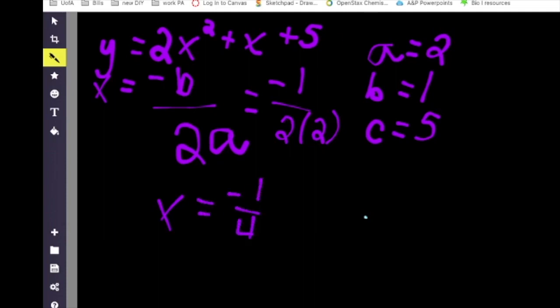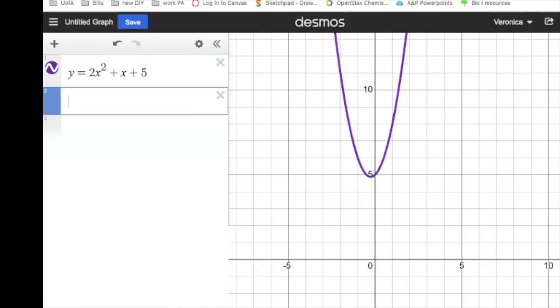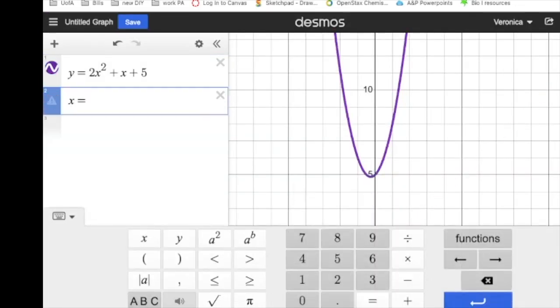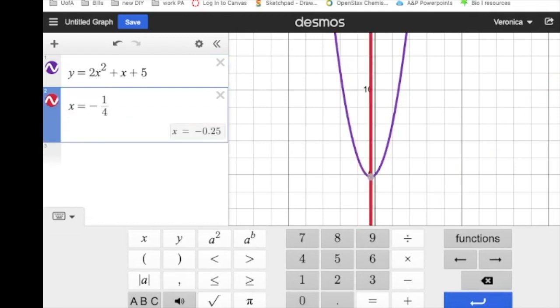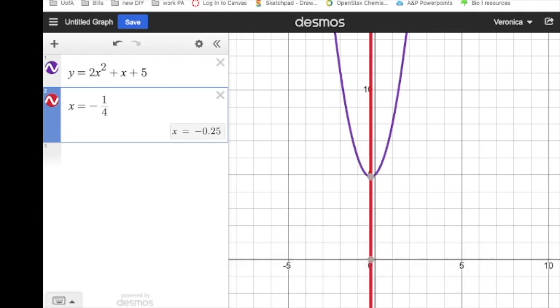So we can go back over to Desmos and graph a second line, x equals negative 1/4. And that should show you the line axis of symmetry that cuts directly into your parabola. Now that we have our line of symmetry, we also can say that the x value at negative 1/4 is the point of our vertex.